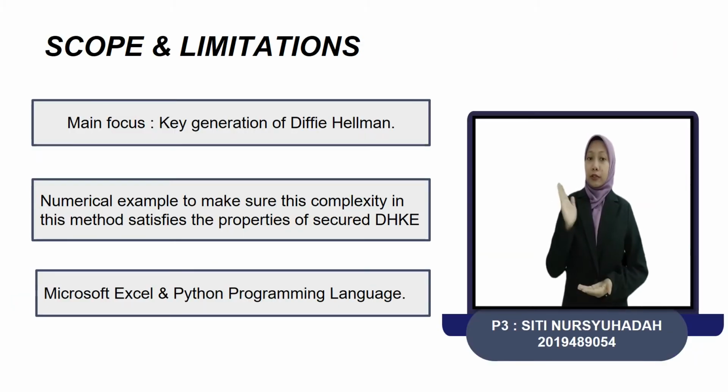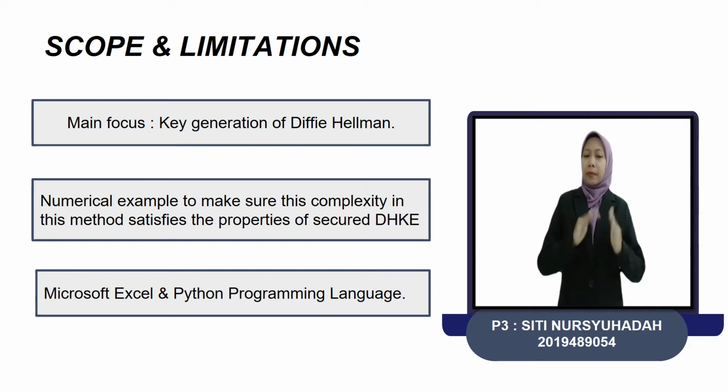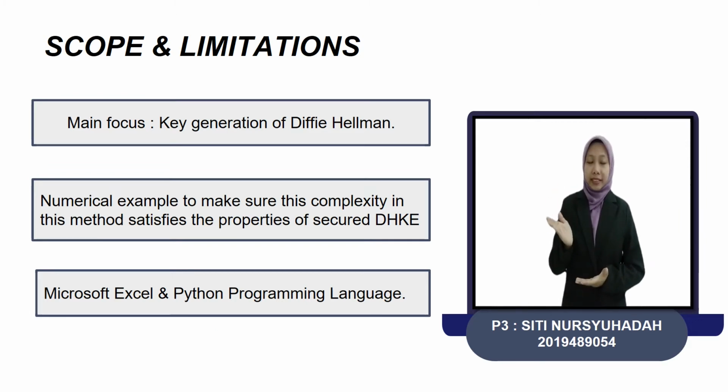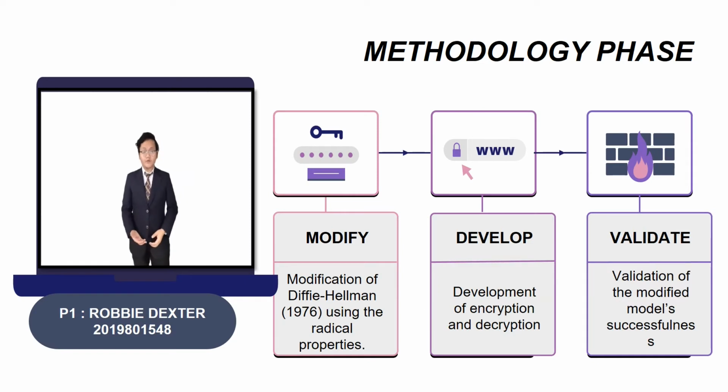Our main focus is key generation of Diffie-Hellman, where we implement the radical properties into the model. We use a numerical example to make sure that the complexity that we create in the model satisfies the properties of secure DHKE. We use Microsoft Excel and the Python programming language for the calculation. We will now move on to the methodology.